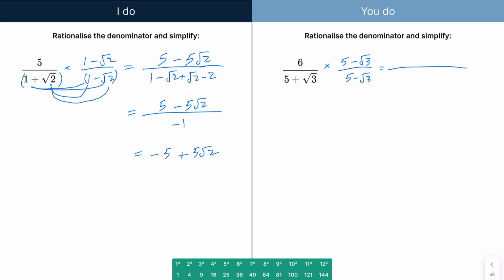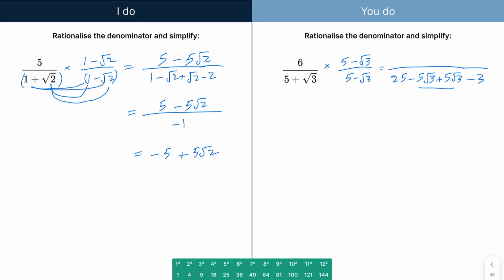So at the bottom, we have 5 times 5, which is 25. So that's that. And now we're going to do 5 times minus root 3. So that'll become minus 5 root 3. And now we're going to do root 3 times 5, and then root 3 times minus root 3. So that becomes plus 5 root 3, and then minus 3.